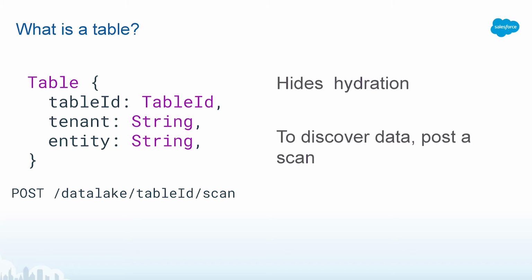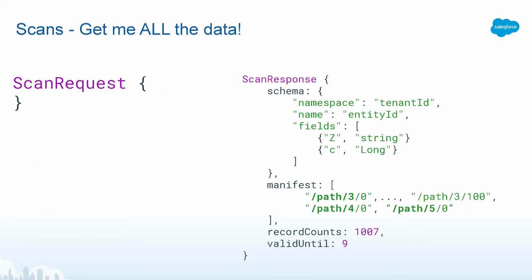So what is a table exactly? As I said earlier, instead of thinking of an object as a collection of an ever-growing set of data sets, think of it as an ever-growing table. In our case, a table, an object, is defined by an entity, say account, for a given customer, say Acme, and you have a table ID.